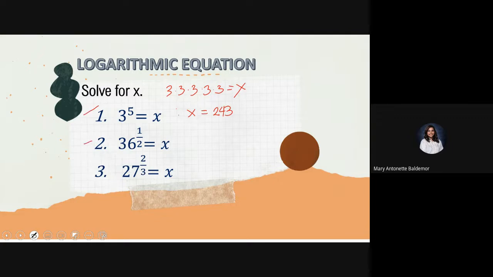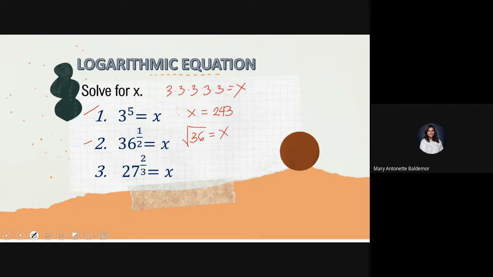Number 2, 36 raised to 1/2 is equal to x. Now, we know that any number raised to 1/2 can be written as the square root of the base. Now, since our base is 36, we can rewrite it as the square root of 36. Okay, so the square root of 36 is equal to x.